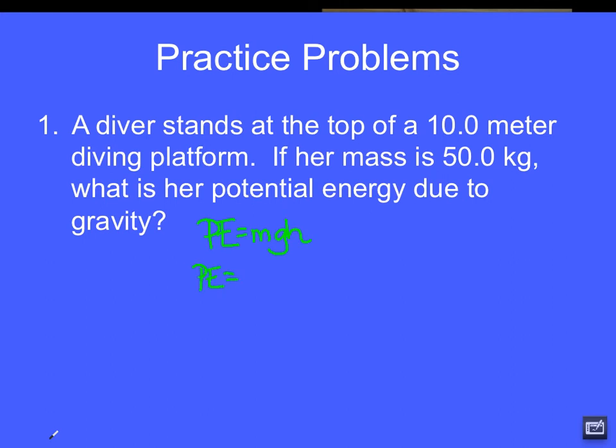Her mass is 50 kilograms. G we know the value of, which is 9.8, and h is the other number in the problem, which is 10 meters. When I multiply this out on my calculator, I get 4,900.